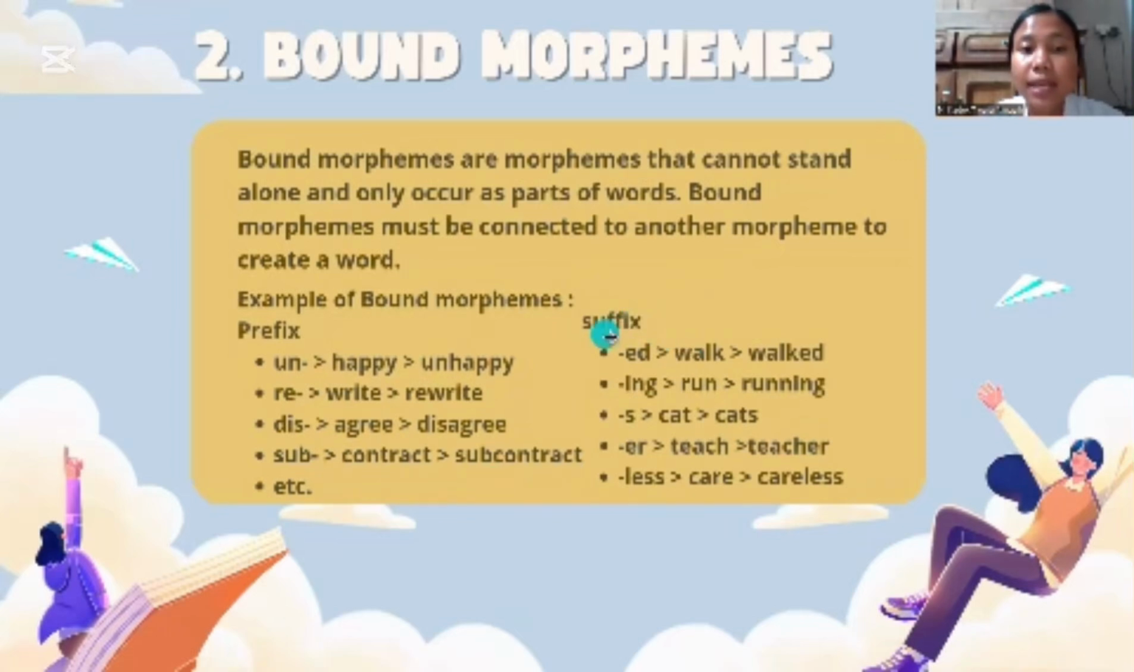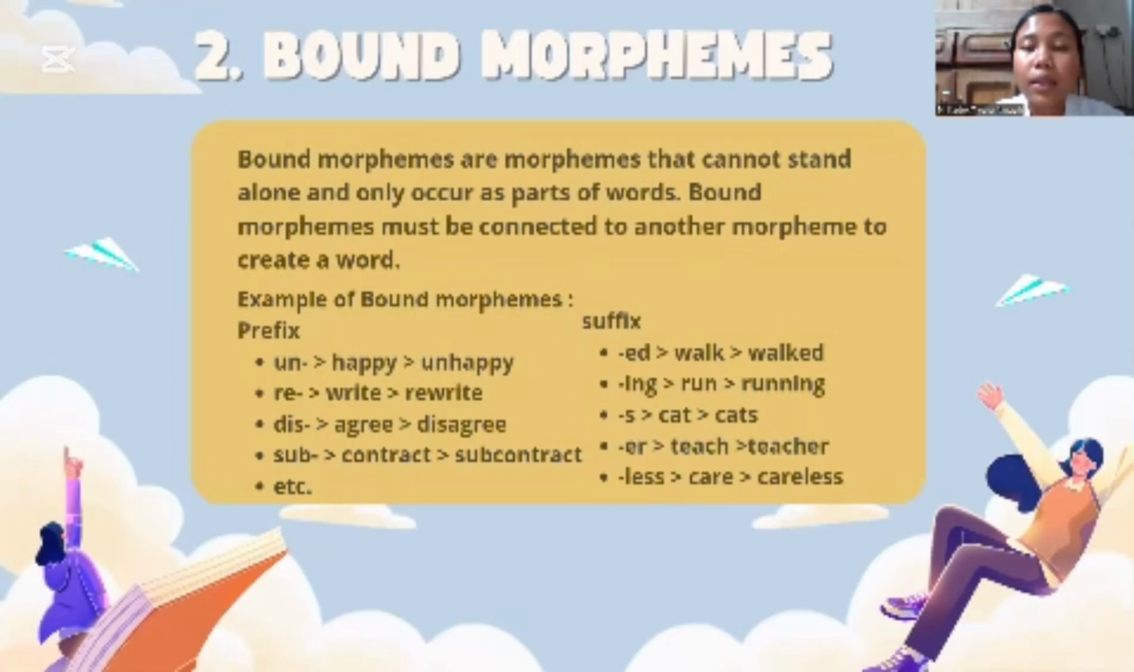And then next is the explanation of the examples of the bound morphemes from the suffix. You can read the example of suffix ed with the base word walk to be walked, and the suffix ing with the base word run to be running, the suffix s with the base word cat to be cats, the suffix er with the base word teach to be teacher, and last, the suffix less with the base word care to be careless. Alright, that's about the bound morphemes.